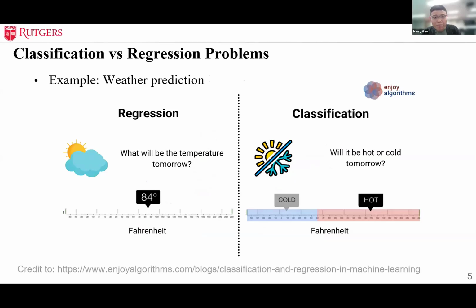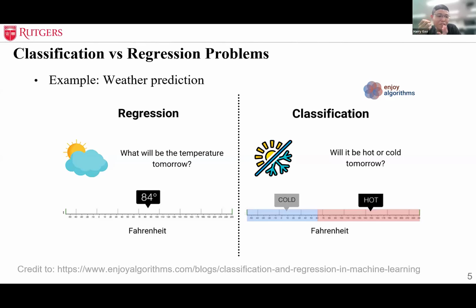So here is basically another quick demonstration of what I mean by classification and regression. Again, I'm going to use weather prediction. We have temperature as the regression, which I already explained: based on some input data, we predict the weather, which is the temperature here. And for classification, it's going to be whether it's hot or cold.